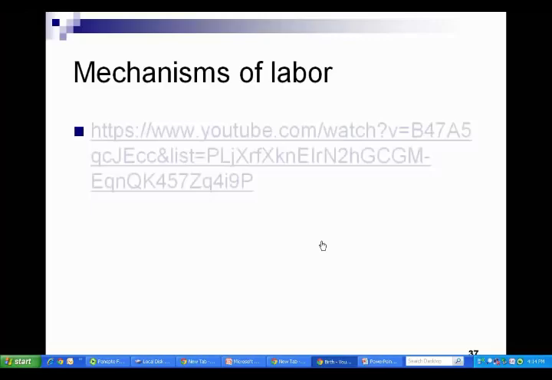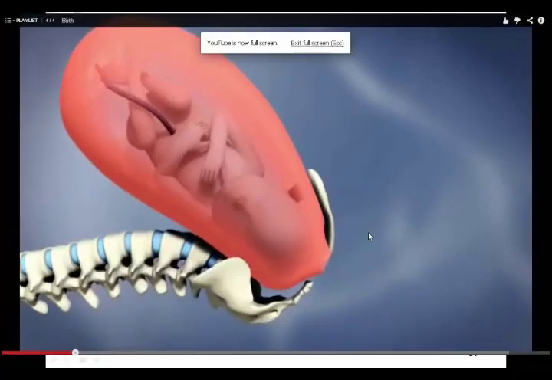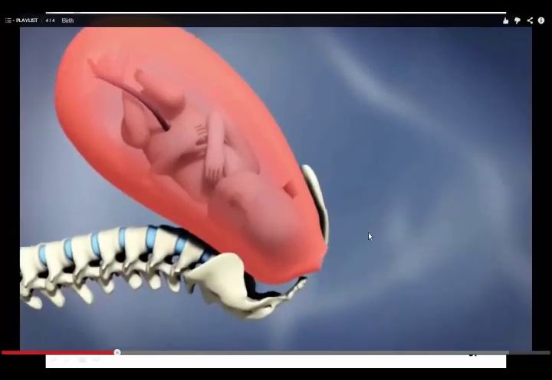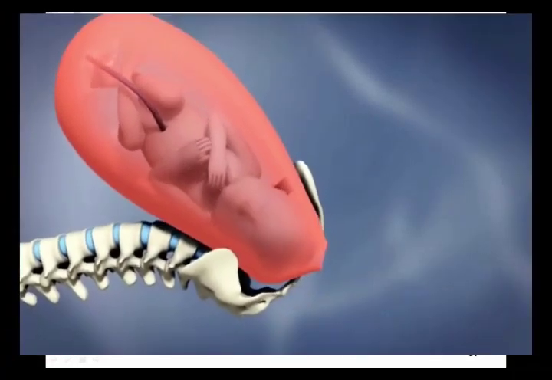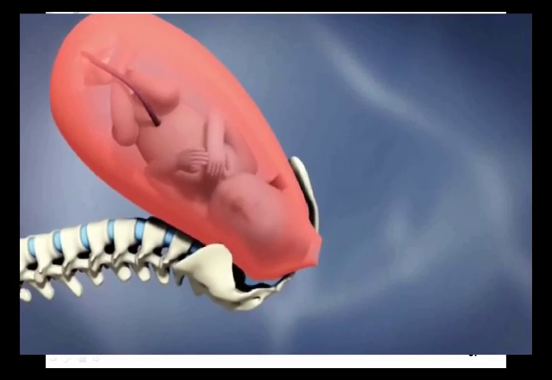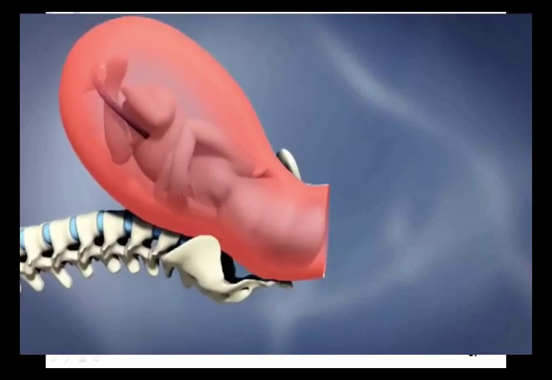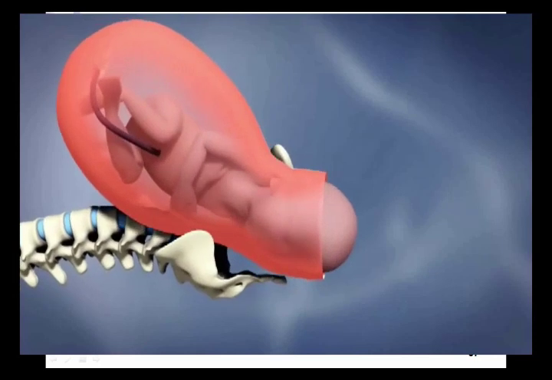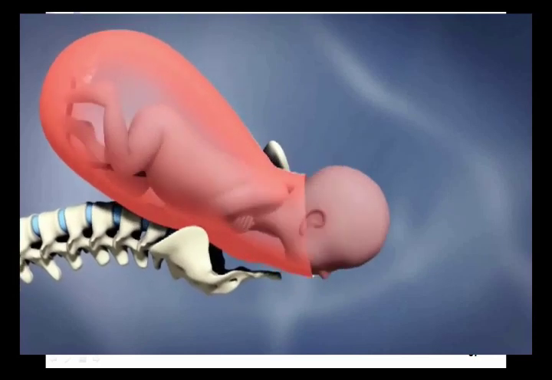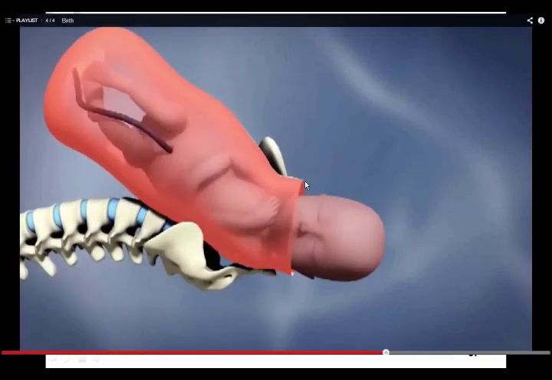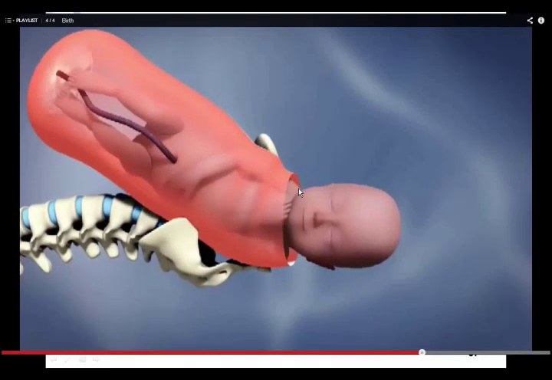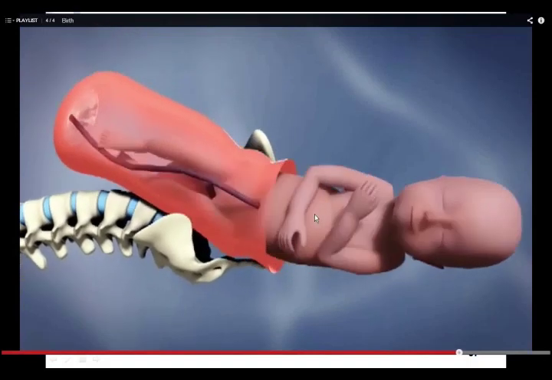And this, we can see it in the video. Engagement. See flexion, then extension, then another rotation, and then expulsion.